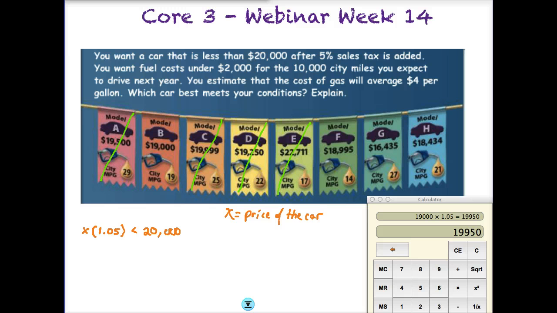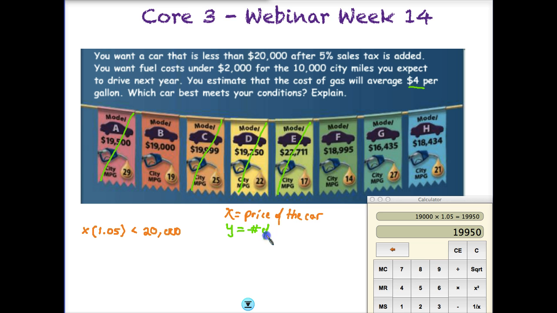It says I want fuel costs to be under $2,000. So let's go ahead and define another variable. So let's have y be equal to the number of gallons that I'm going to drive. I could say it's fuel costs, but my equation is going to be rather complicated, and I'm going to make it a little bit simple. In order to figure out my fuel costs, I need to know how many gallons of gas I will use, because the cost of my gas, it says right here, is $4 per gallon. So how many gallons am I going to use? That's an unknown. I need to know that. So let's say that y is equal to the number of gallons that I would use.